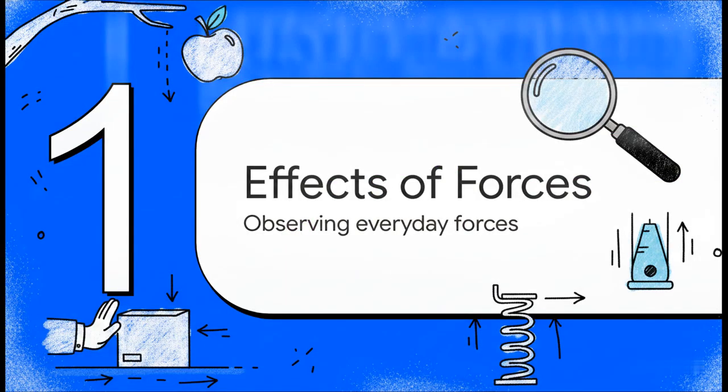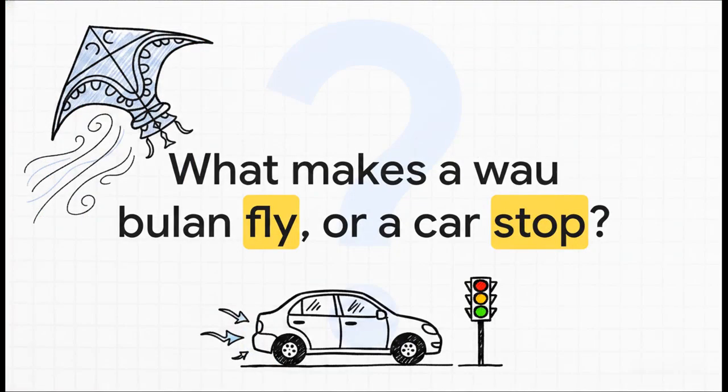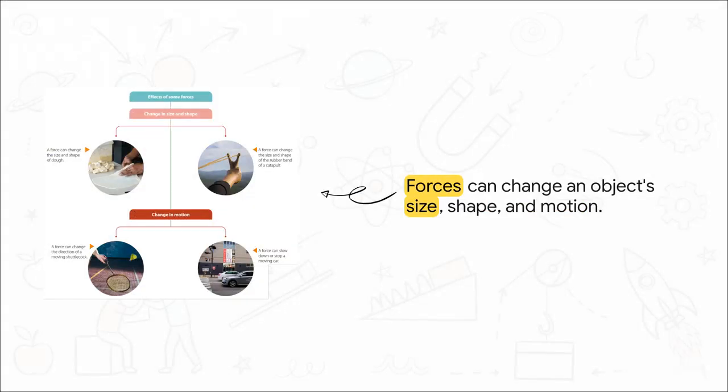Section 1. The effects of forces. So, have you ever actually stopped to wonder what makes a massive traditional kite, like a wow balloon, lift up into the sky? A huge kite like that just simply won't fly if the wind isn't strong enough. Or think about a moving car. What invisible intervention is actually causing it to slow down and stop at a traffic light? Well, these everyday examples show us exactly how forces act on the world around us.